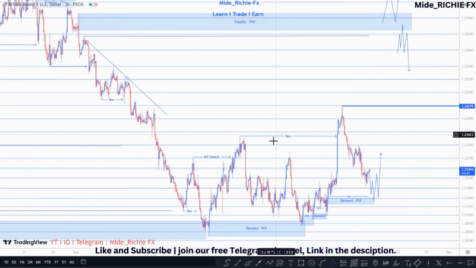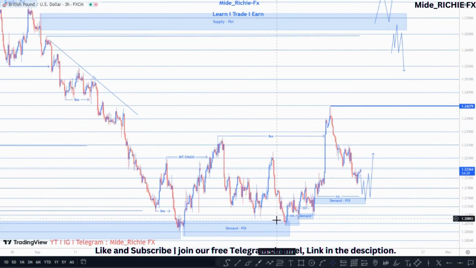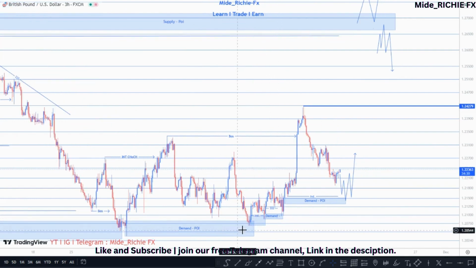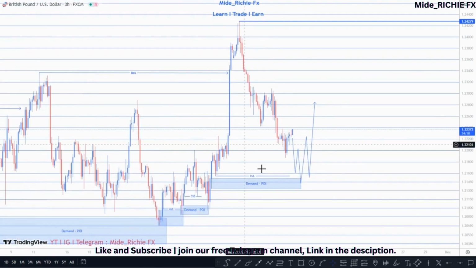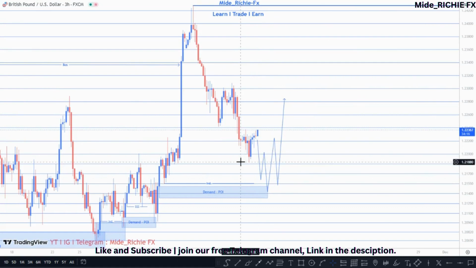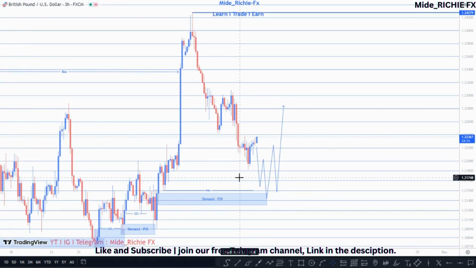So after the change of character right here, the market came back here to mitigate the demand zone right here by taking out this ranging, or these triple lows, this inducement right here. After the market takes all this liquidity out, the market will take the demand zone, then give us another break of structure to the upside by taking out this last high. So after the market took out the last high, we expect the market to mitigate another demand zone again for the bullish confirmation. Simple, right?